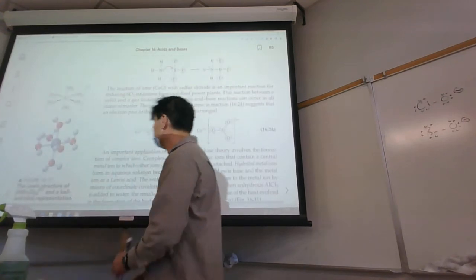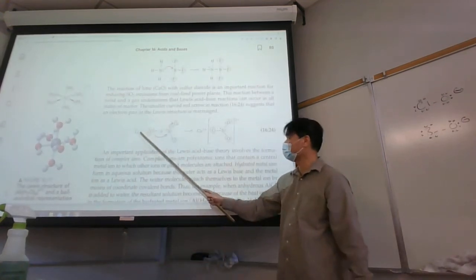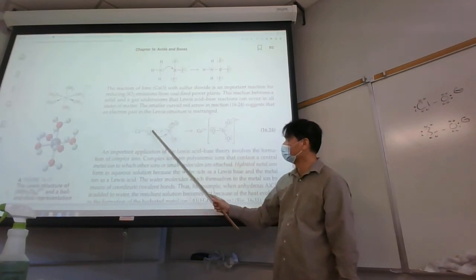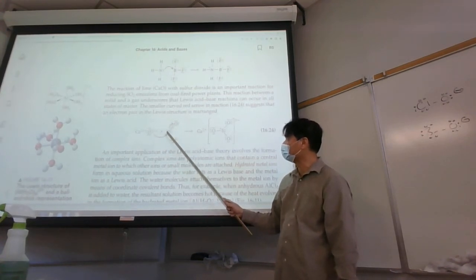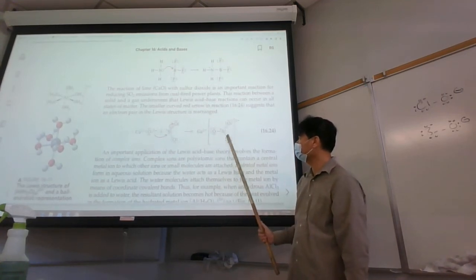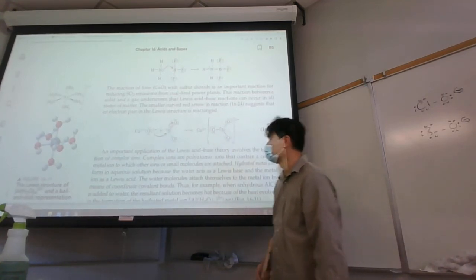Here's another Lewis acid base reaction. Oxide and calcium oxide. This would be solid. And we're reacting with SO2. So we'll take a lone pair off here and bond it to the sulfur. We'll form calcium sulfite.